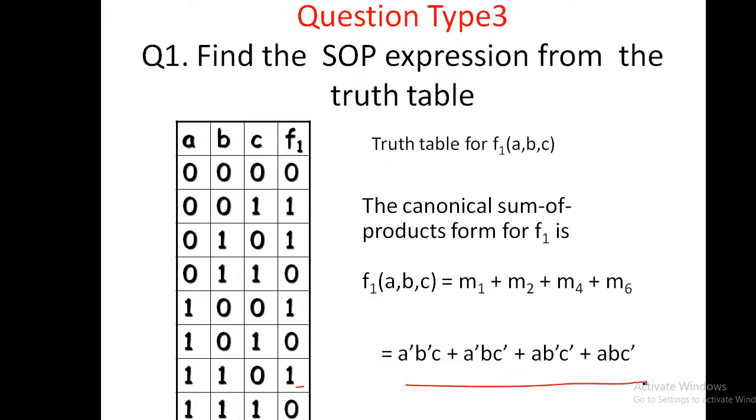So A bar B bar C plus A bar B C bar plus A B bar C bar and plus A B C bar. Correct one. Those who have done it, it's a correct expression. Obronil, it's a correct expression.